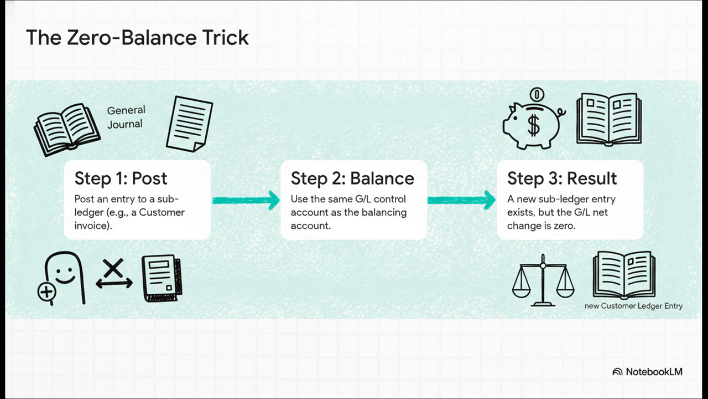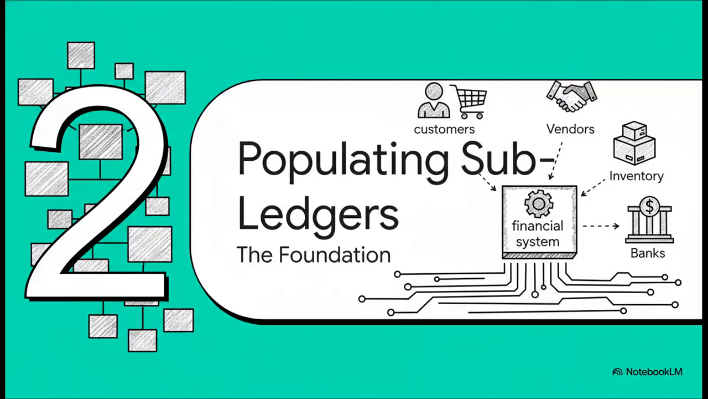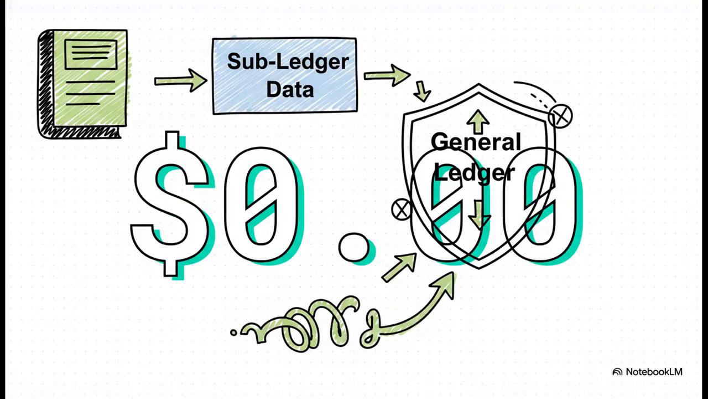It's brilliant. All right, so now that we have this awesome strategy in our back pocket, let's see how we use it to build our foundation. We're going to start, step by step, building the detailed bedrock of our entire financial system. We'll populate all those subledgers, customers, vendors, inventory, banks, one by one. And through this whole phase, our general ledger has one job and one job only: stay at exactly zero.